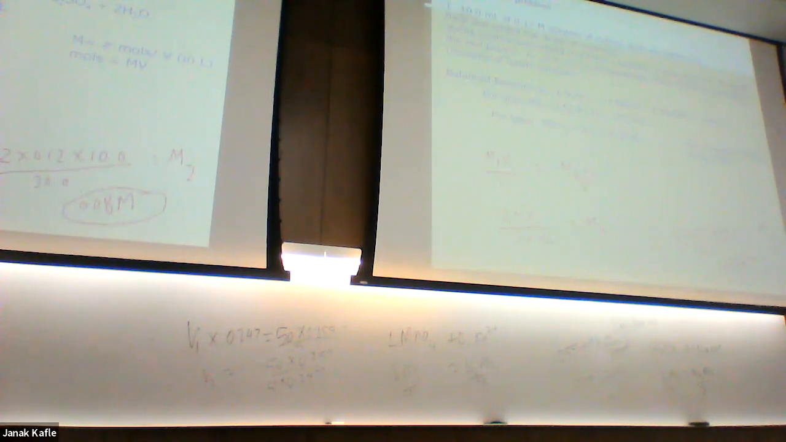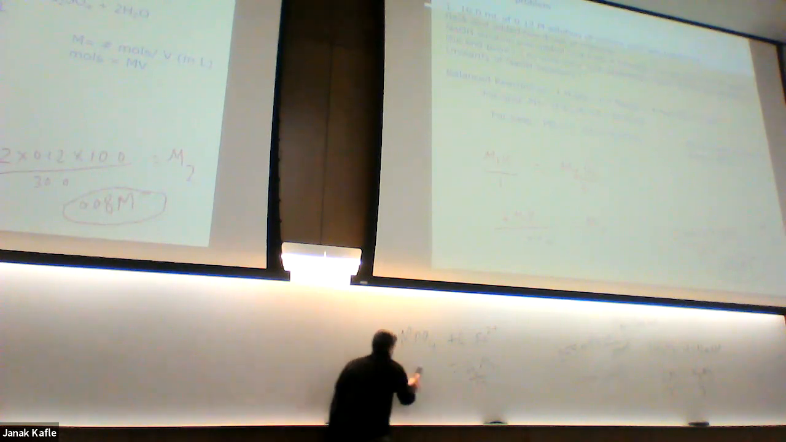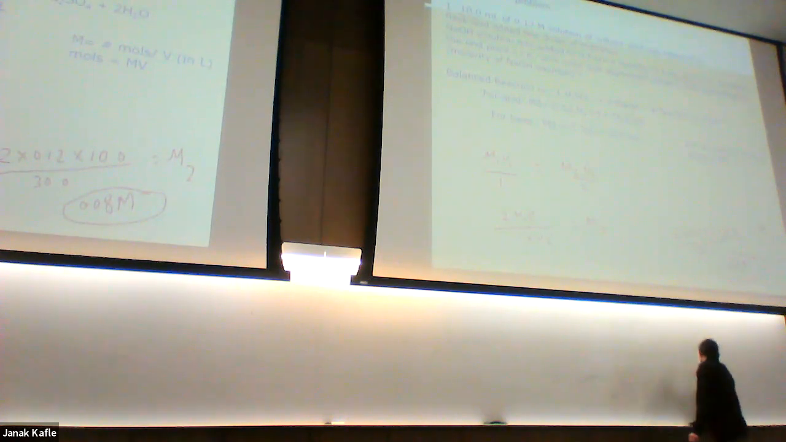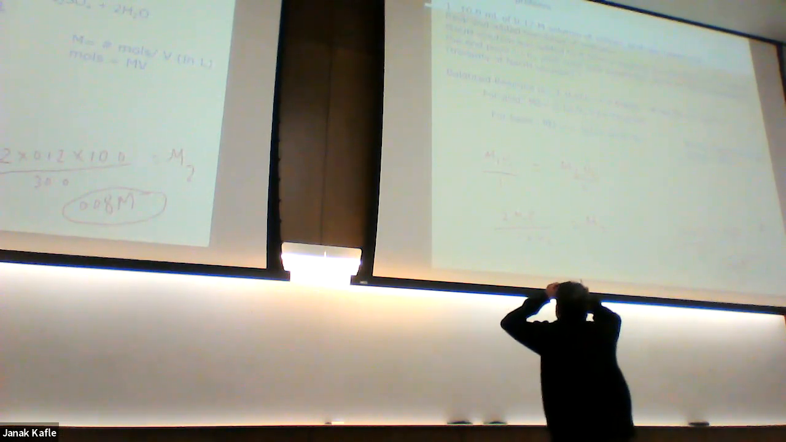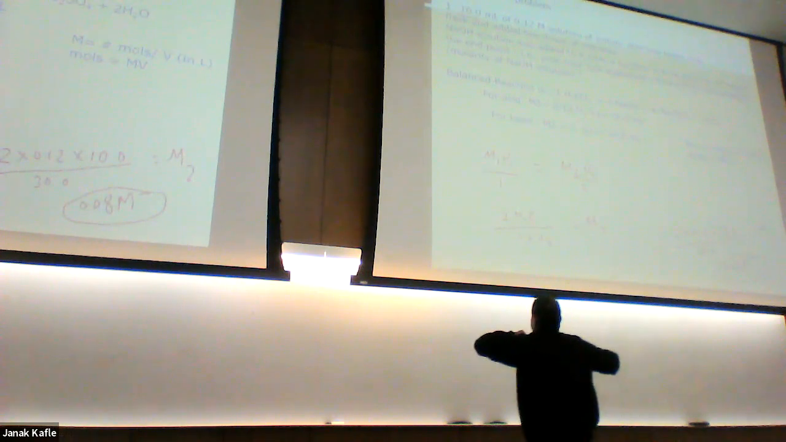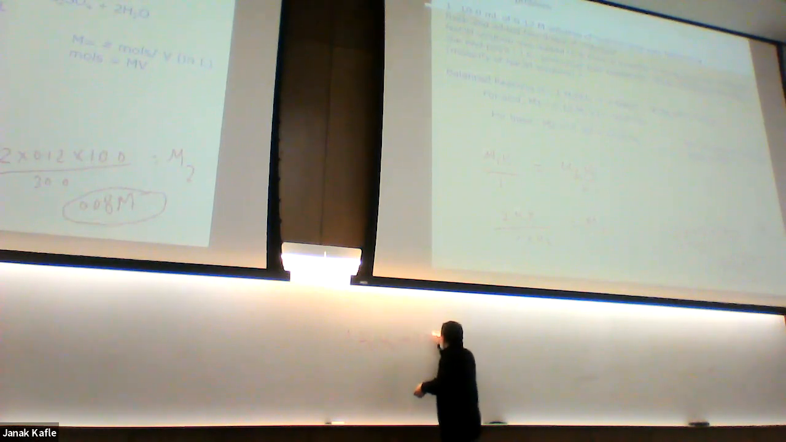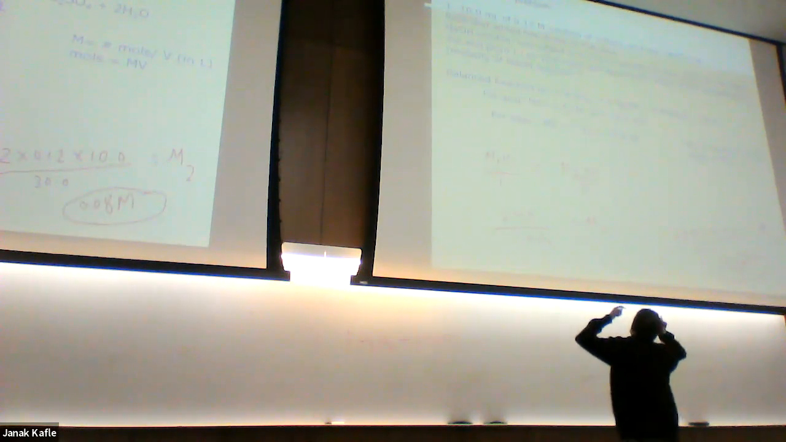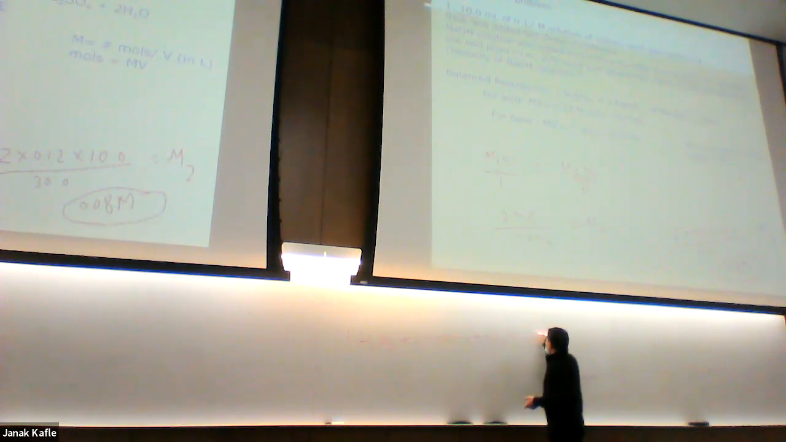So let's write the reaction first here. We are titrating the sulfuric acid with sodium hydroxide according to that reaction. So 1 sulfuric acid plus 2 sodium hydroxide, we are titrating like that to give sodium sulfate and water, Na2SO4 plus water.